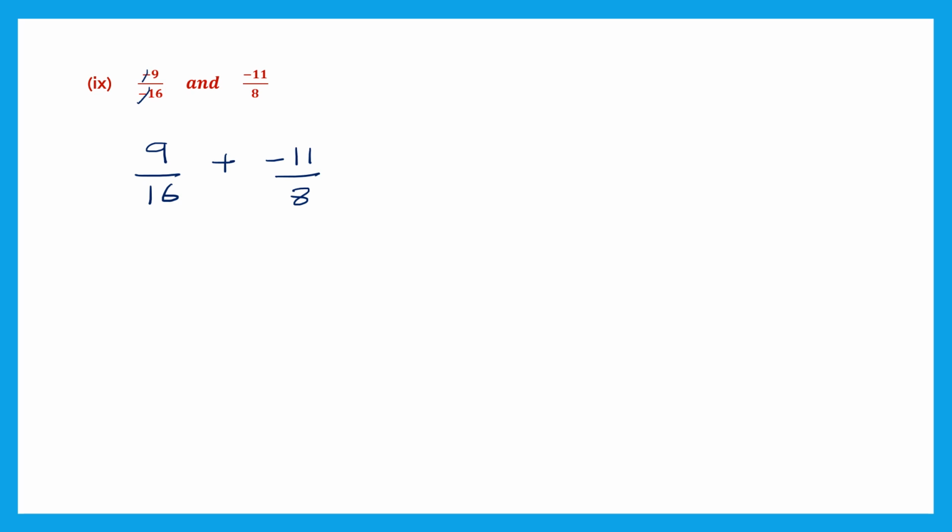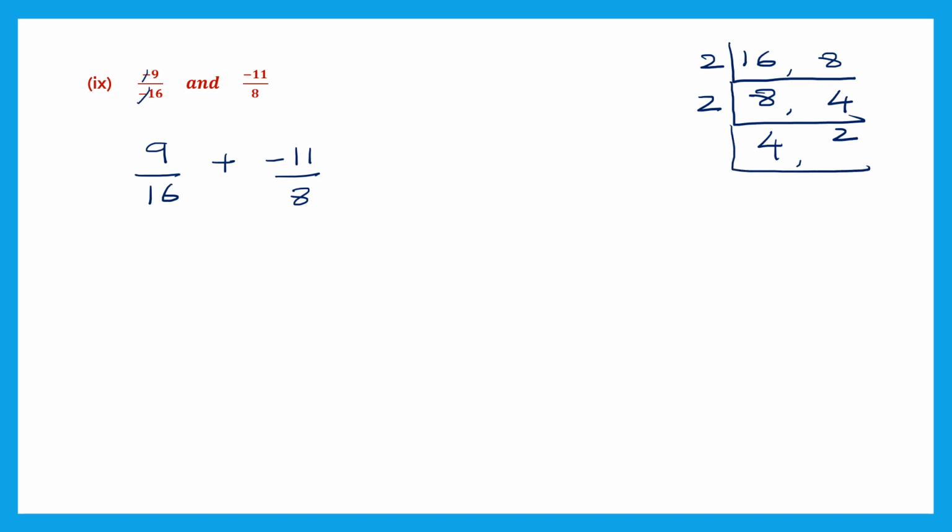Let's find the LCM of the denominators, 16 and 8. Let's do that. So let's start with 2. 2 8s are 16, 2 4s are 8. Continue with 2. 2 4s are 8. 2 2s are 4. Again we can continue with 2. So 2 2s are 4. 2 1s are 2. Once more with 2. So 2 1s are 2.